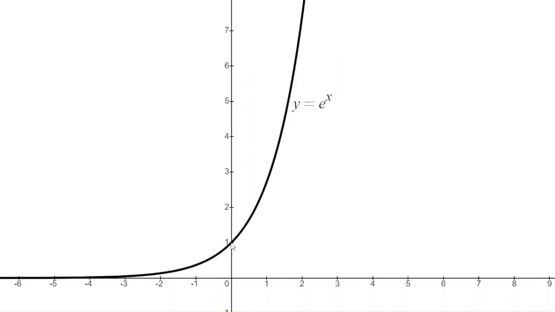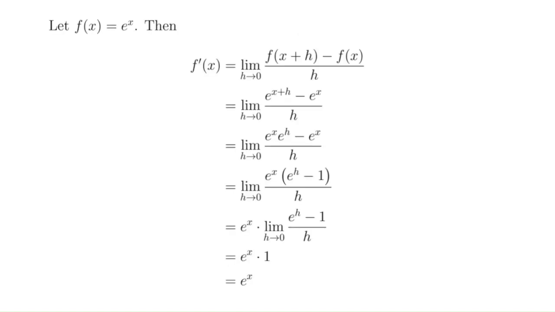And what that really tells us about e to the x is that it is its own derivative. The derivative of e to the x is e to the x. Now, that was not a rigorous proof that the derivative of e to the x is e to the x, but that at least made it plausible. If you wanted to see a rigorous proof, I'm not going to go through it.